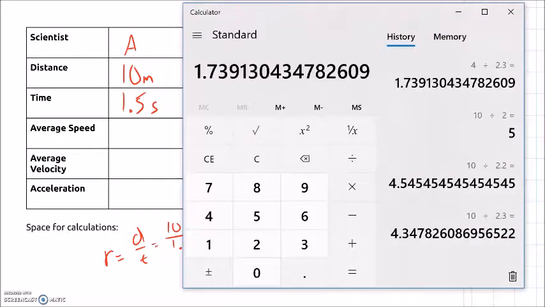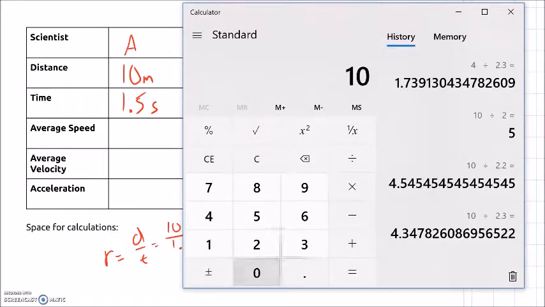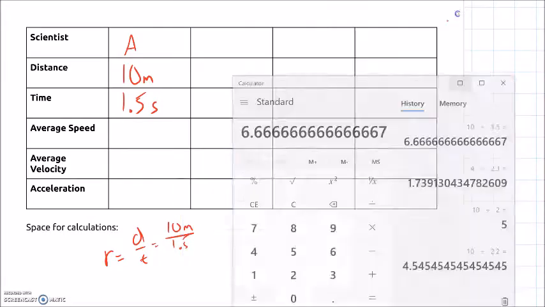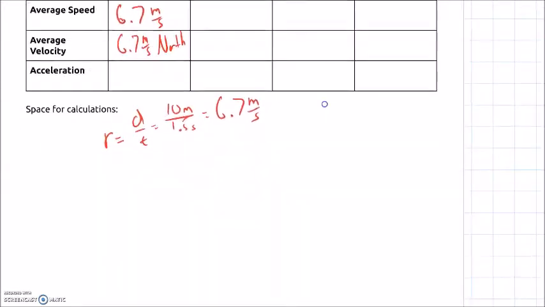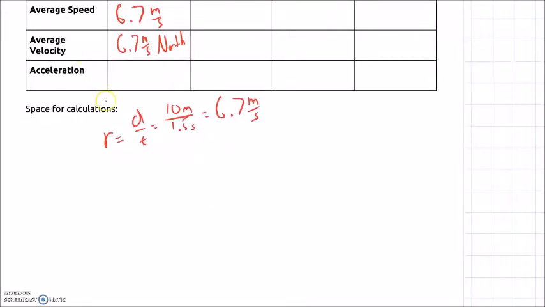So we can pull up our calculator. 10 divided by 1.5 is equal to 6.6 repeating. So let's round that to 6.7 meters per second. That's our average speed. And our average velocity is 6.7 meters per second north. We can calculate my acceleration using that average velocity.